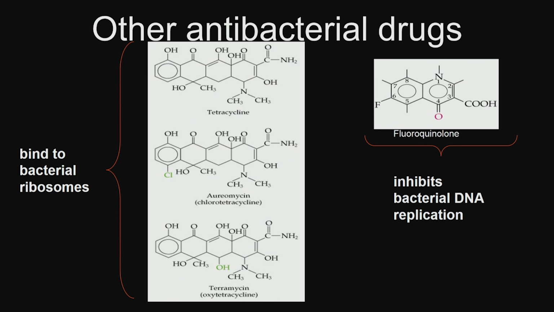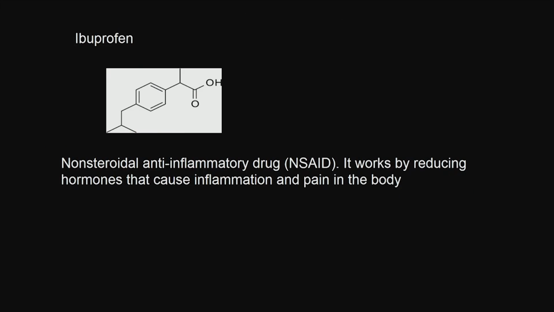If you look at penicillin, they prevent cell wall synthesis. If you look at these type of drugs, tetracyclines, they bind to bacterial ribosomes. If you look at fluoroquinolones, they prevent the DNA replication. So, pharma companies look at different possible targets and start designing molecules towards those targets.